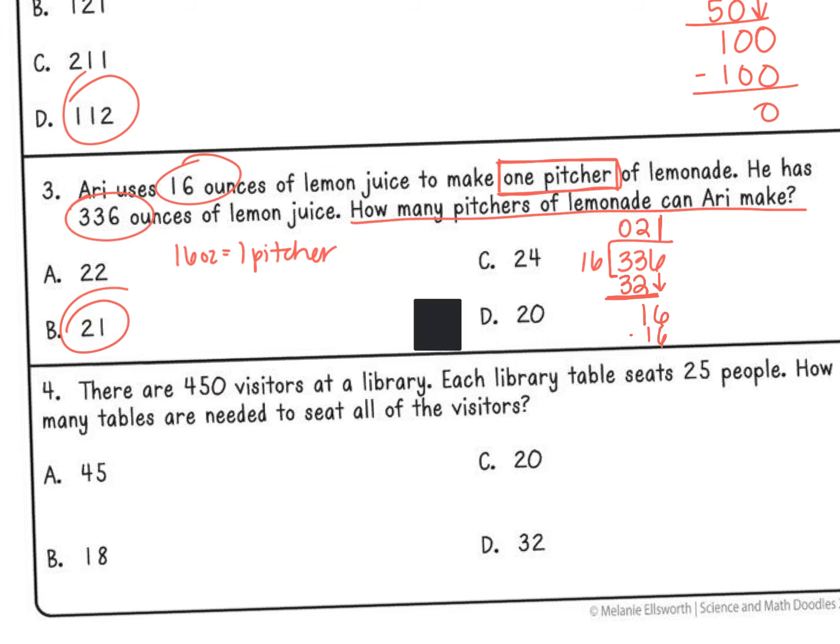21 remainder 0. Paxton asked a really great question. He said, why can't I just multiply every single one of my answer choices by 16? You could. So I could do 22 times 16 and work that out. I could do 24 times 16, I could do 21 times 16, and I could do 20 times 16 to figure out which ones I can eliminate and which one worked. Which one's quicker?